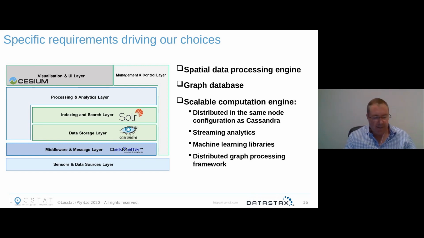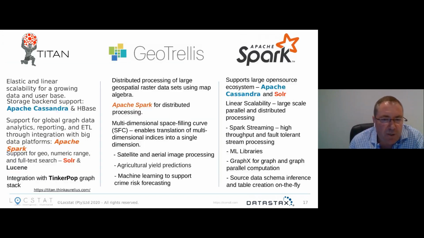because we needed the necessary components to run really complex algorithms to look at recreating the sensor fusion components that we previously were struggling with on the desktop-based applications. So we looked for something with a strong streaming analytics component, machine learning libraries, and of course it had to support a distributed graph processing framework. So after a lot of research, we selected 3 products. At that stage, we selected Titan as a graph database.